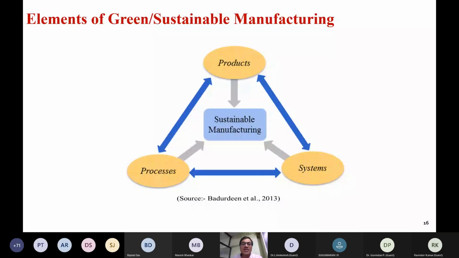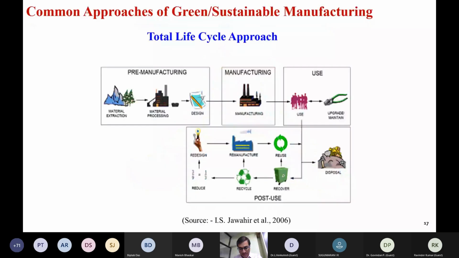Then the common approaches. The total life cycle approach is a very important and well-known approach, given by Jawahir in 2006; I have taken it from the papers. What he says is that there is a product life cycle. Total life cycle means pre-manufacturing: if we are extracting the material, we also think about how we can make extraction more green, more sustainable. After extraction, the raw material goes to manufacturing. Then we should make manufacturing more green. Then what kind of activities can be done?